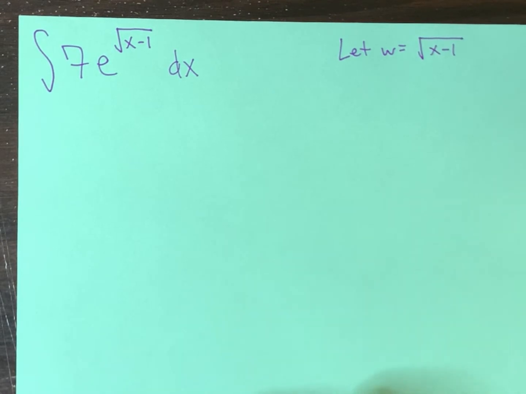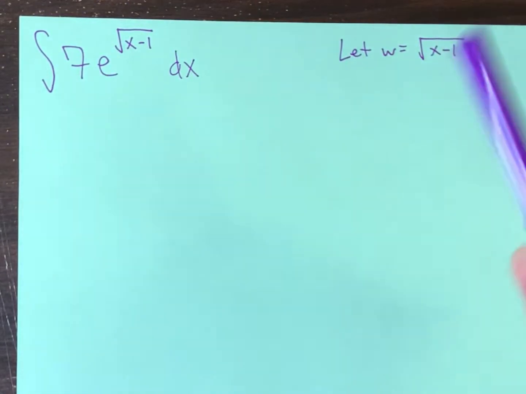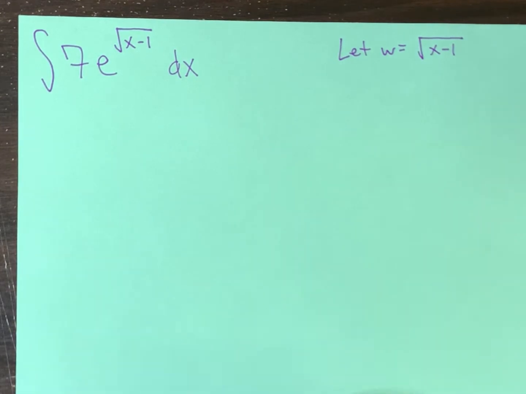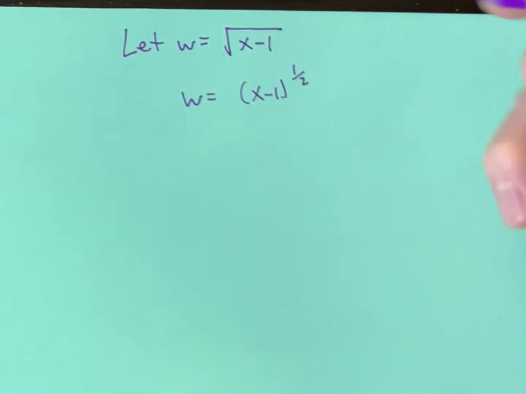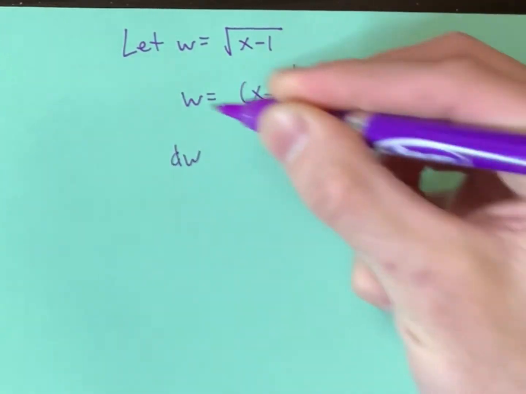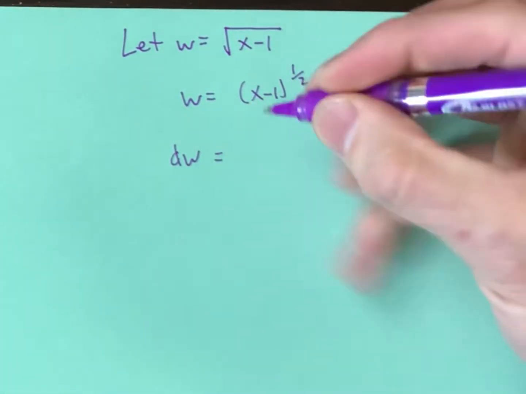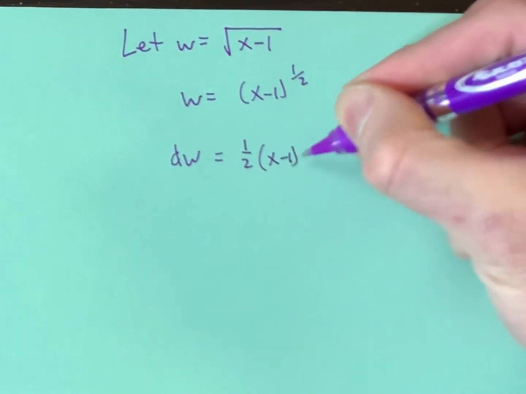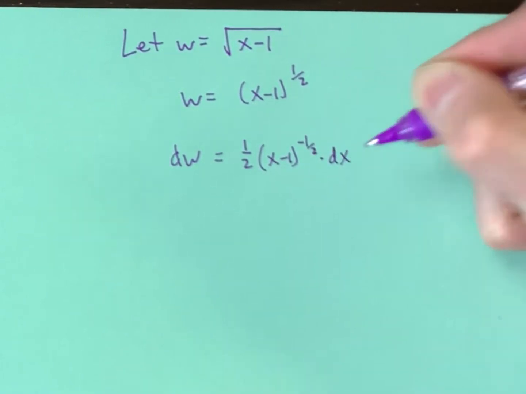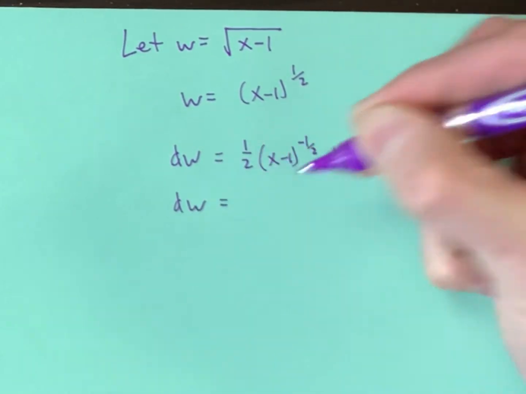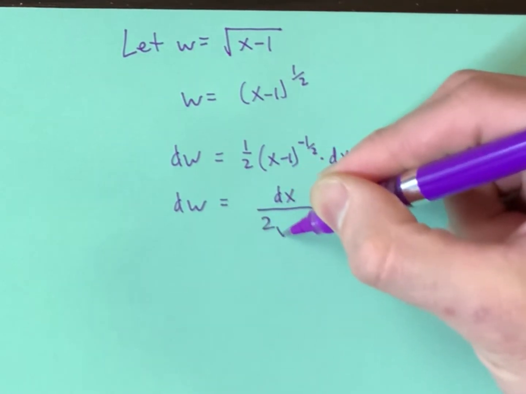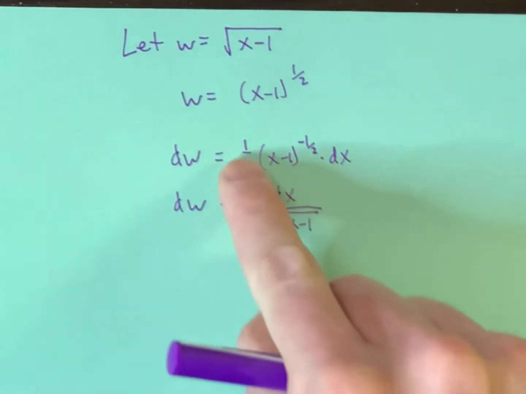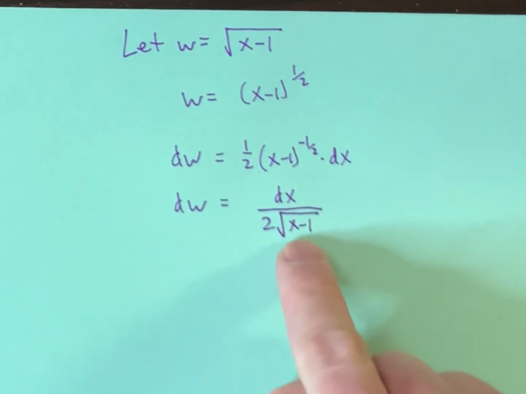And so now what I want is to rewrite all of this in terms of W, no x's. So in order to do that, we're going to have to find the derivative of W. Remember that the square root of x is the same as x to the 1/2 power. Now the derivative dw would be 1/2 x minus 1 to the negative 1/2 times dx. So dw is the same as, if I clean this up, dx over 2 square root of x minus 1, and just put the 2 on the bottom. Negative 1/2 is the same as 1 over the square root.